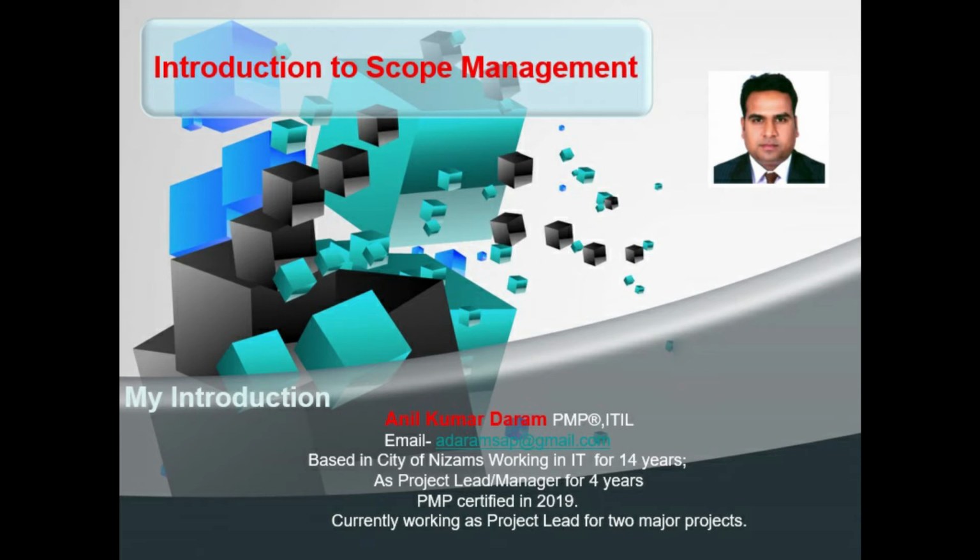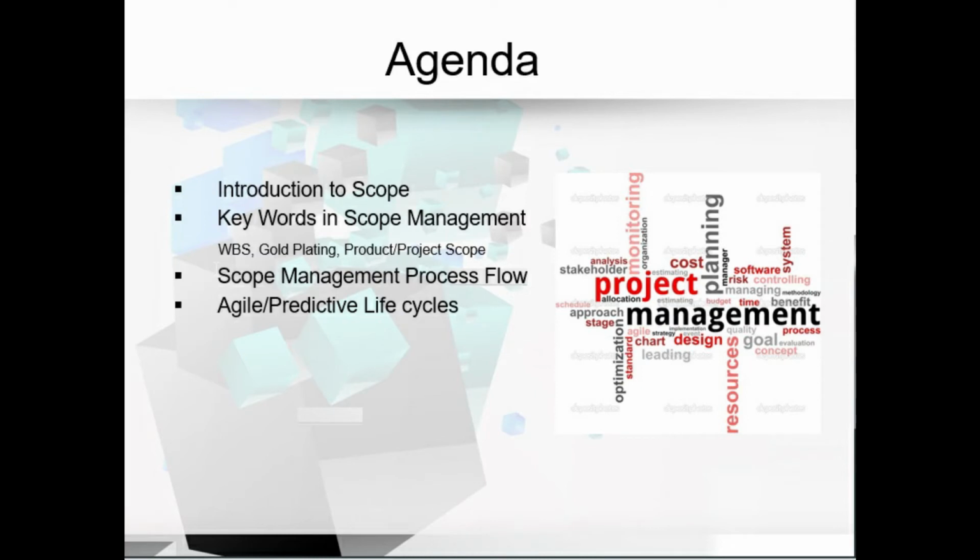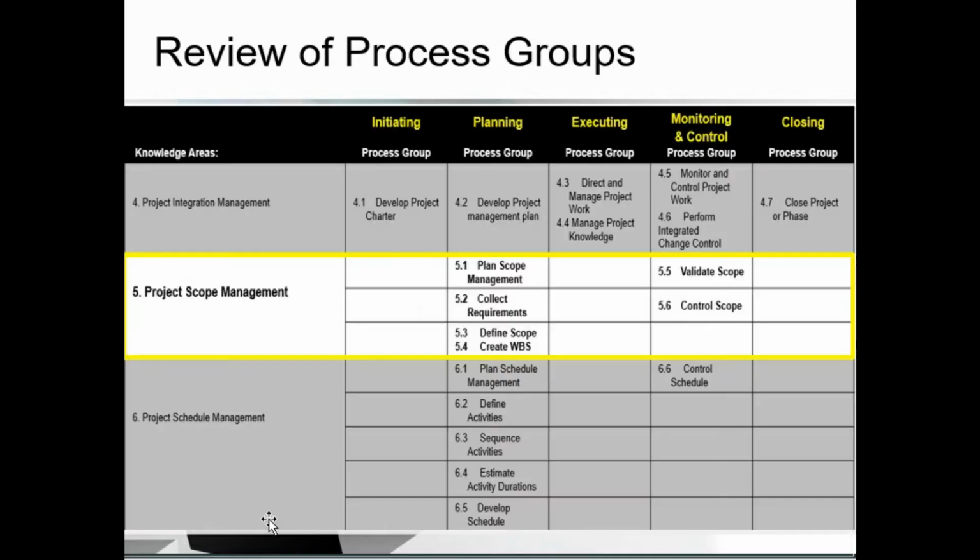Let's quickly move to our agenda for today's session. We are going to discuss scope management, predictive and agile project life cycles with respect to scope management, and the main six processes in scope management. Scope management consists of plan scope management, collect requirements, define scope, create work breakdown structure, validate scope, and control scope.